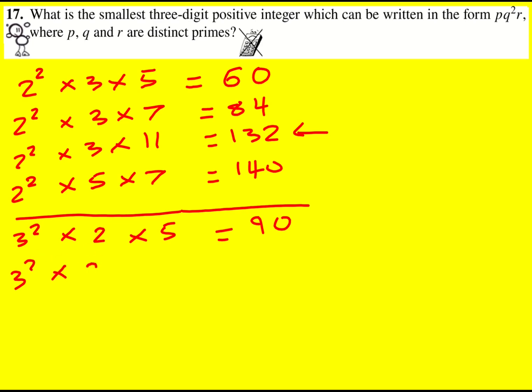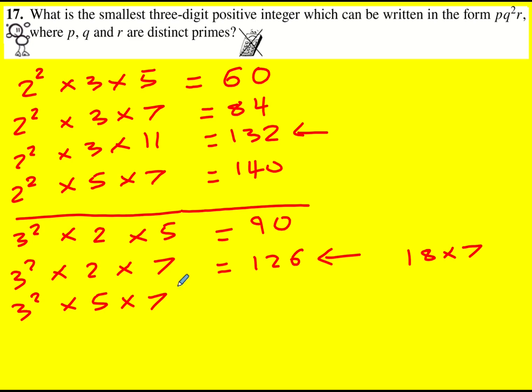Okay, let's stick with the 2, but now go with 7. So that's going to be 18 times 7. That's 70 plus 56. That's 126. Okay, that one's winning now. And I'm not going to try any more with that one. So 3 squared times, I'd have to try a 5 now, and then times by 7. That's clearly going to be bigger, so I don't even need to calculate that. And so I've exhausted all the ones with 3 squared.